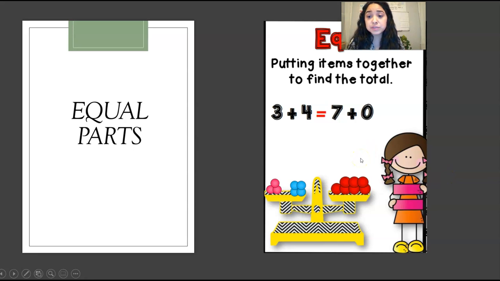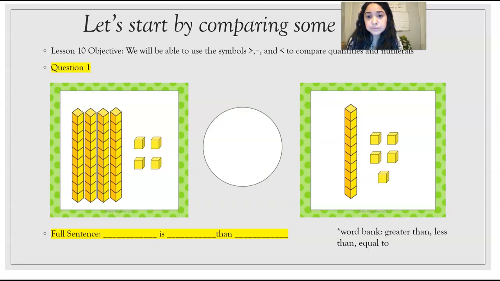So we're going to be using this today, as you guys have been using it in your problem sets. So we're going to start with the lesson 10 objective, which is we're going to be able to use the greater than, less than, and equal symbols to compare quantities and numerals. So that means that we're going to be able to use it to compare numbers.